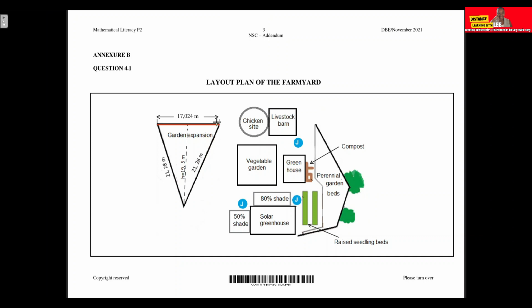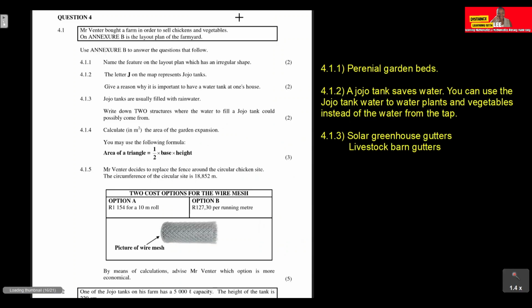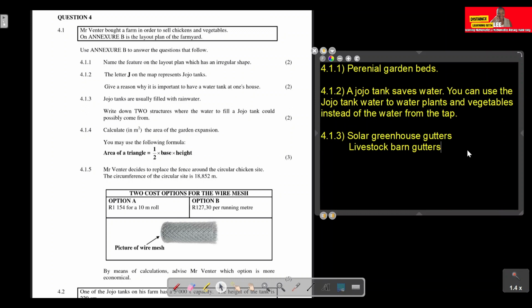Okay, that is our base, 17.024 meters, and this is our height, 19.5 meters. So we're going to use these values, our base and our height, and substitute them into our formula to get the area. So let us quickly do that.